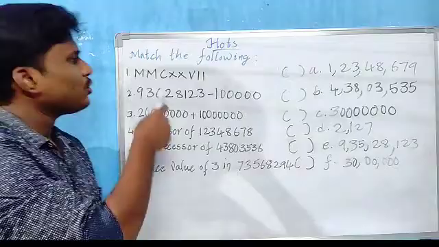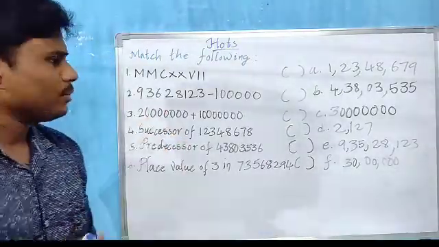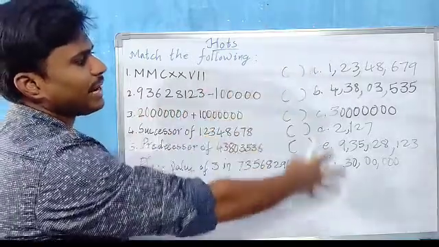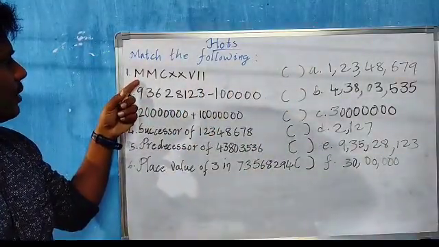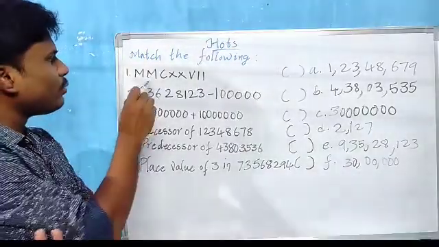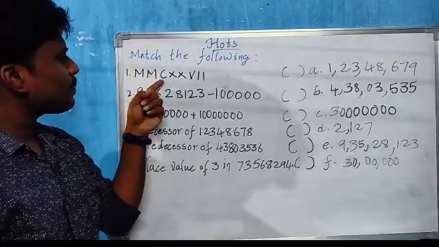MMCXXVII. The question is given in Roman numerals. We have to convert it into Hindu-Arabic numerals. So we can match from here. First, see here, children. M means what? 1000. And one more M, 1000. So 2000.